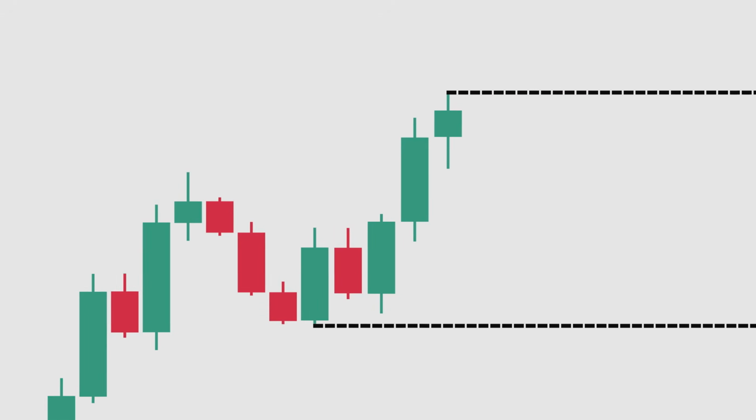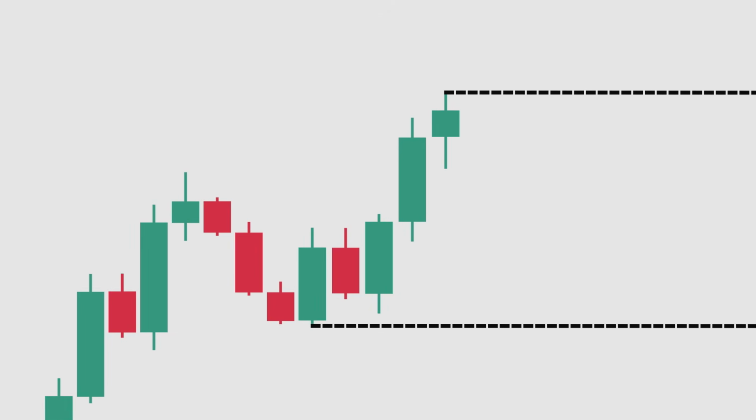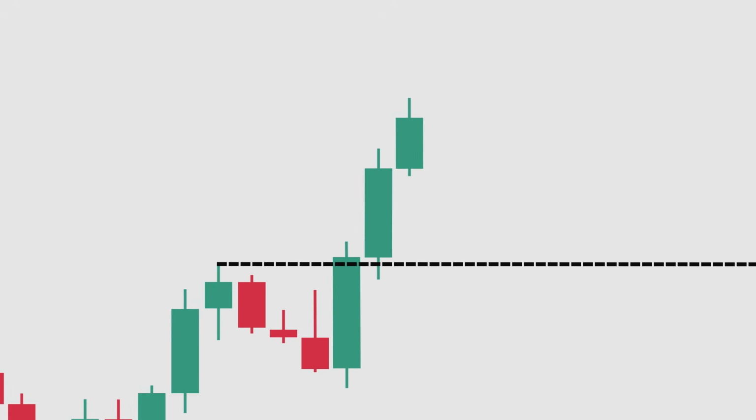Now let's look at the next scenario. We're still in an uptrend, but this time the fair value gap does not overlap the previous high. Instead, it forms above the previous high.